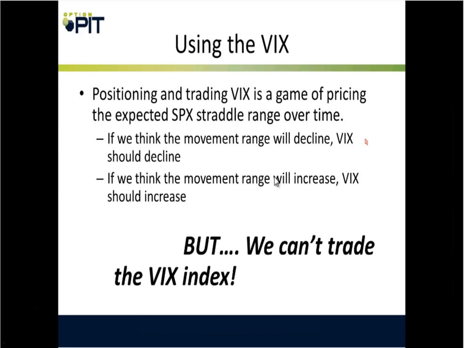Right? So positioning and trading VIX is a game of pricing the straddle, like I said. It's important. If you think the movement range will decline, VIX should decline. If you think the movement range will increase, VIX should increase. So the important thing is what you're taking is a range and turning it into a direction. So when you're looking at VIX, if I think that straddle range is going to decrease, whether up or down, because the market moves down a little bit or just up a little bit, I'm expecting compression of the options. VIX will go down.